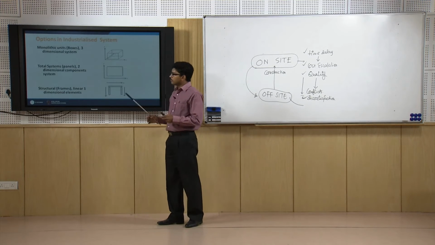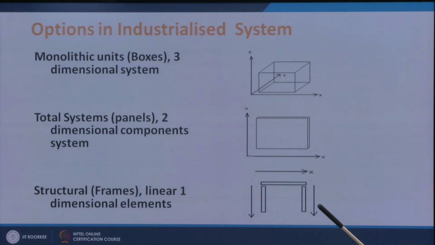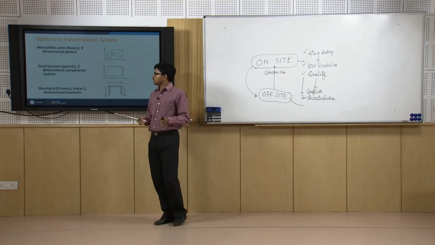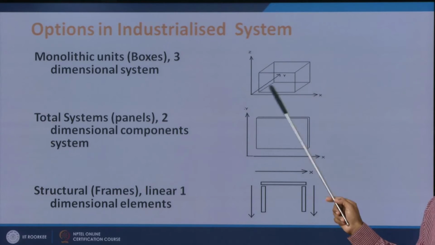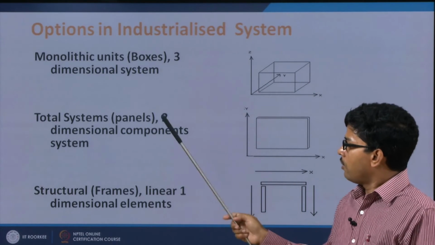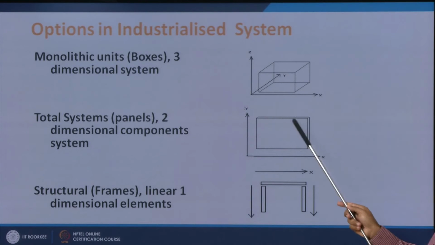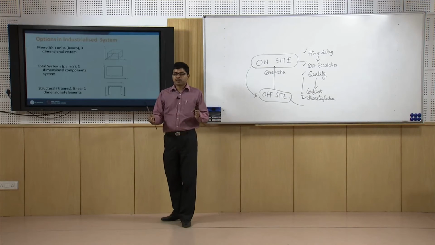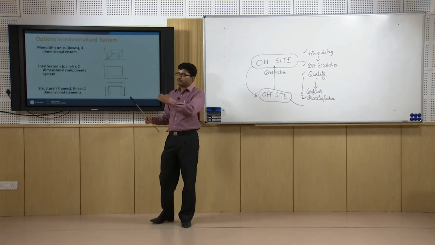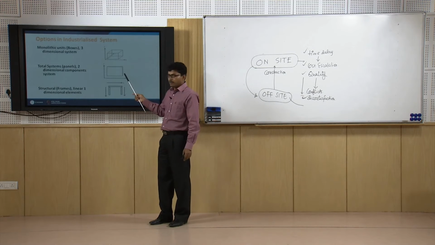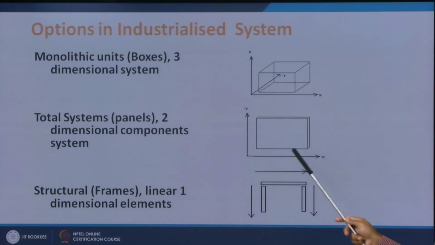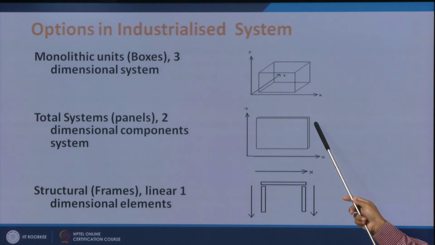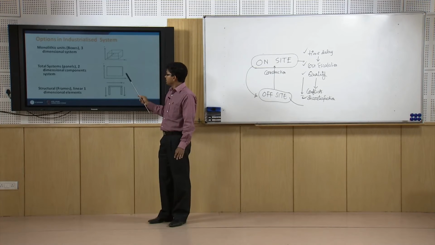Now ultimately, since housing is a building and a 3-dimensional object, this object can be analyzed in 3 ways. One could be that we consider each room or each unit as a box, which is called monolithic or box system or 3-dimensional system. Another approach could be that to make an enclosed space, we consider each and every wall as a panel, which is called a panel system, and which is basically 2-dimensional, because if we ignore the thickness for our convenience of understanding, it is basically 2-dimensional.